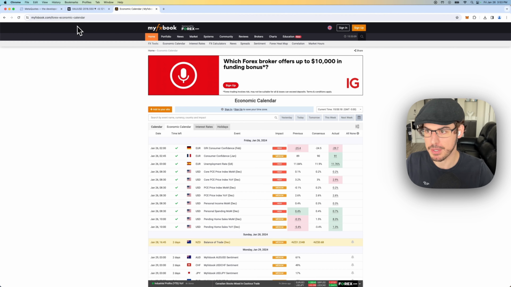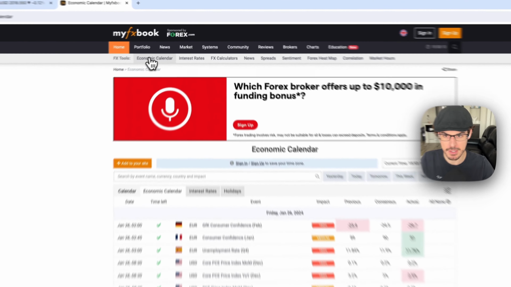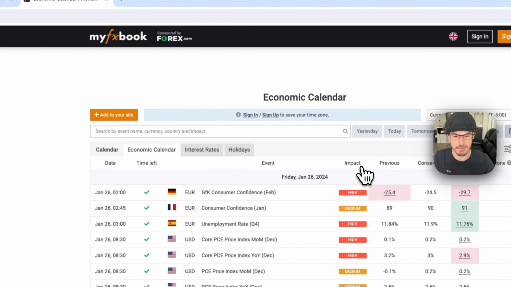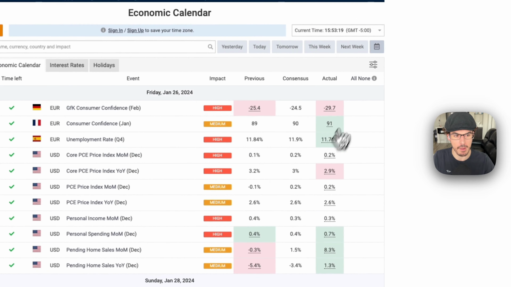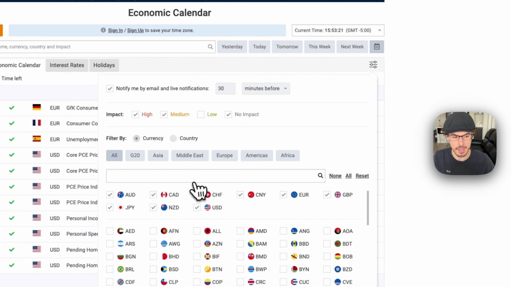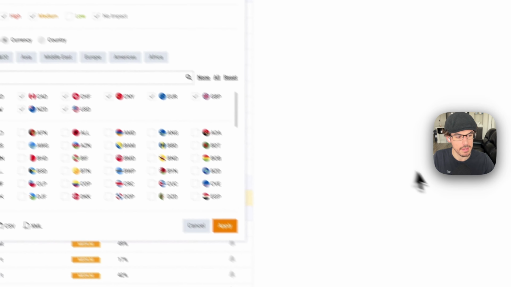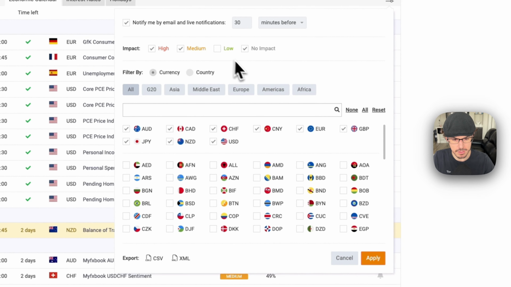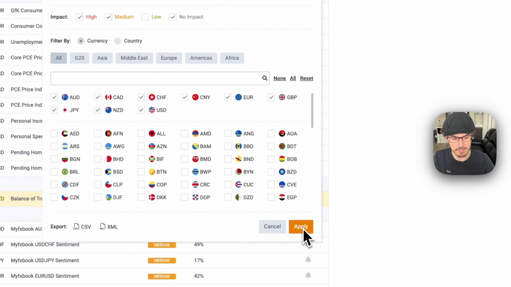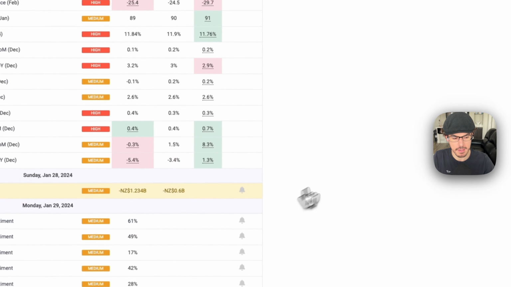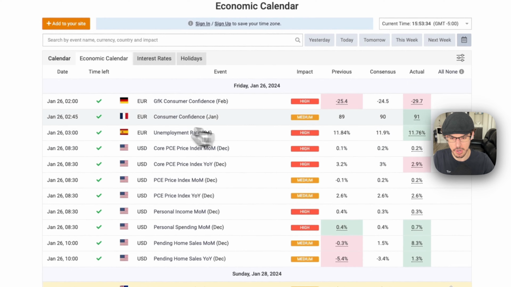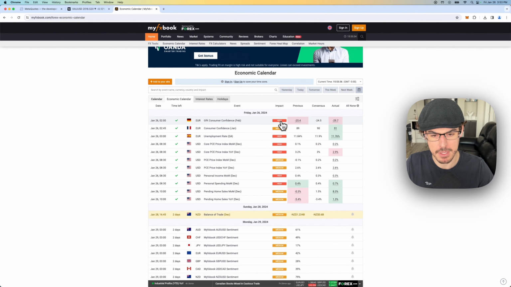And it's MyFxBook. You can go to MyFxBook.com and click on Economic Calendar. That's where I am. Then if you would like to set the filters, I would go here into the filter and make sure that the high and medium impact news are selected. And then I click Apply. And you will end up having all the high impact and medium news for the day.